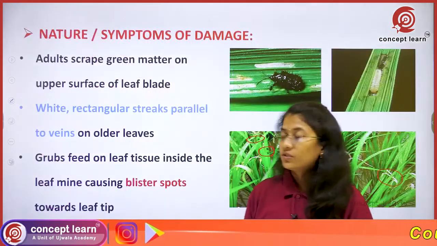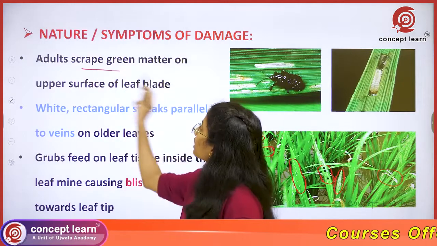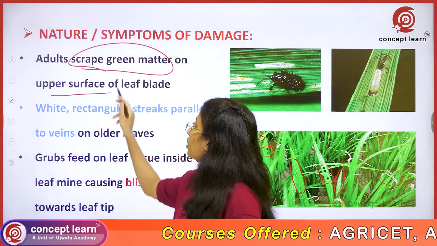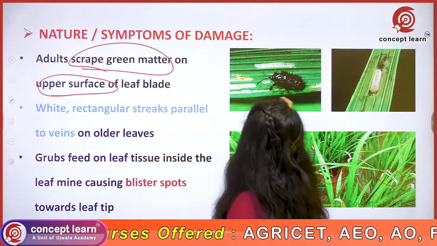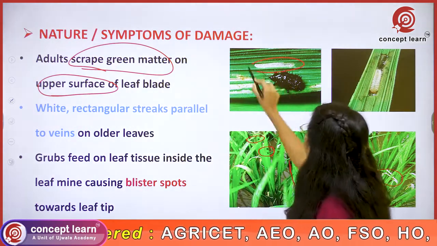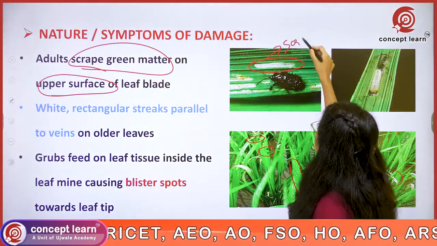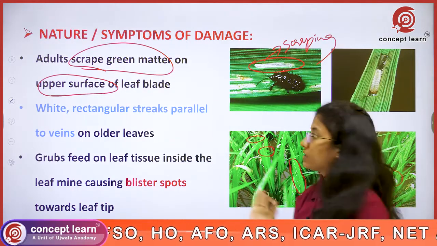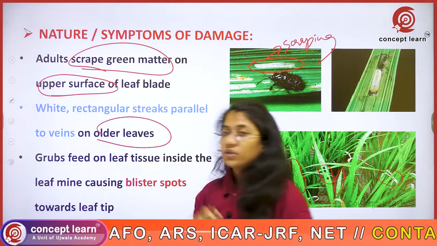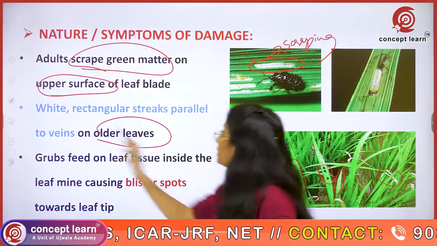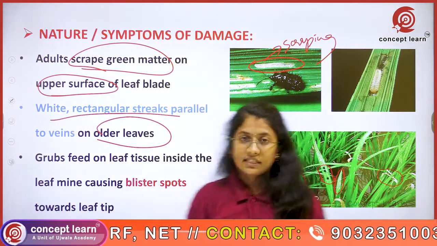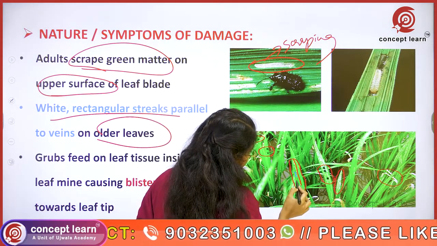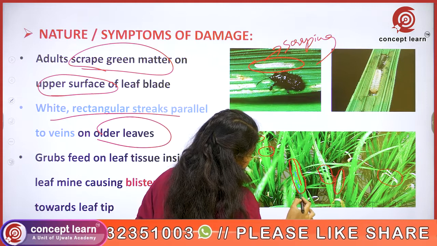What do these adults do? Adults generally scrape the green matter, usually on the upper surface of the leaf blade. See how it is, this is known as scraping. The adult scrapes upon the upper surface of the leaf blade. On the older leaves, we can see several white rectangular streaks parallel to the veins. These are the several parallel rectangular streaks.